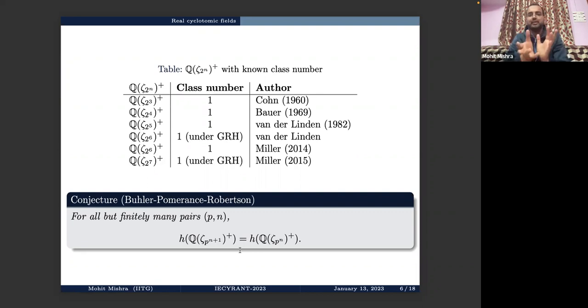So this is what this conjecture says. Now there are two ways to understand a group. One way is to see which primes divide its order and which primes do not divide it. And the other method is to look at its subgroups. Now let us try to understand the class groups of real cyclotomic fields using their subgroups.